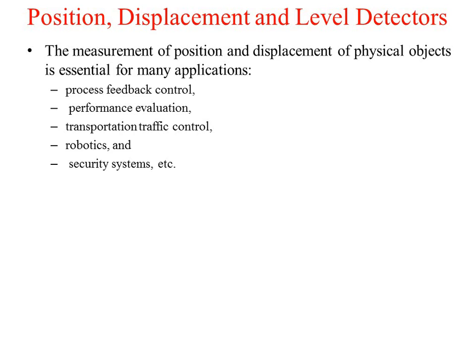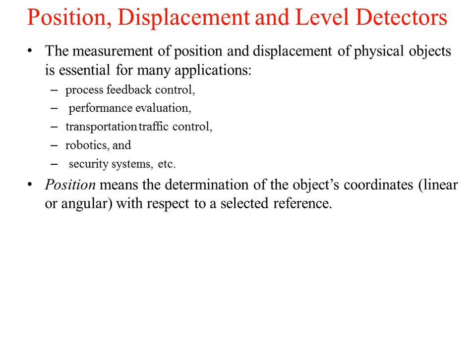Then transportation traffic control, you may use it, robotics you may use it, then security systems also. So whenever there is a displacement, or you find a level is also there. If your overhead tank, the water level in the overhead tank, is full, you can maintain the level of the overhead tank in a proper way, so that there will not be any burden on the tank, the tank may not overflow, and you can save the resources also. That is also possible. So these are the applications where we can use the position, displacement and level detectors.